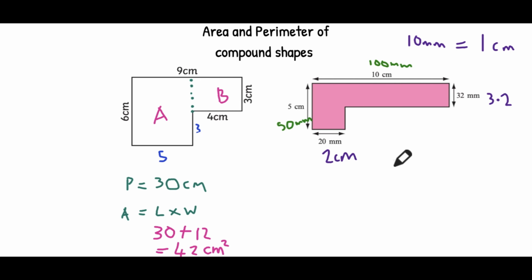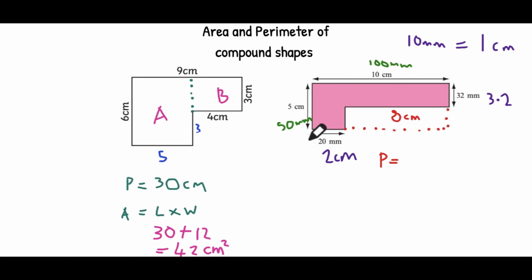The first one that we'll do is the perimeter. Perimeter, remember, is the distance around a shape. However, we've got a few missing sides. If we were to imagine that this is complete and not broken there, we would know that this side is 10 centimeters, and this side will also be 10 centimeters. So we're going to say 10 centimeters minus 2 centimeters. That will be 8 centimeters.